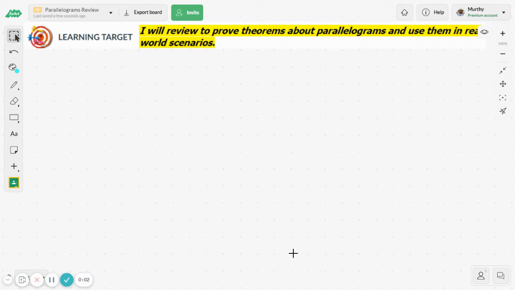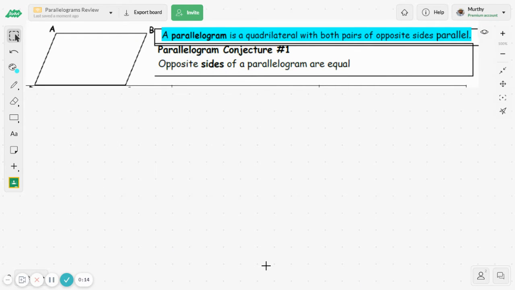In today's class, I will review how to prove the theorems about parallelograms and use those rules to solve problems. Well, the first property is: opposite sides of a parallelogram are equal. So let me take a few questions on this.